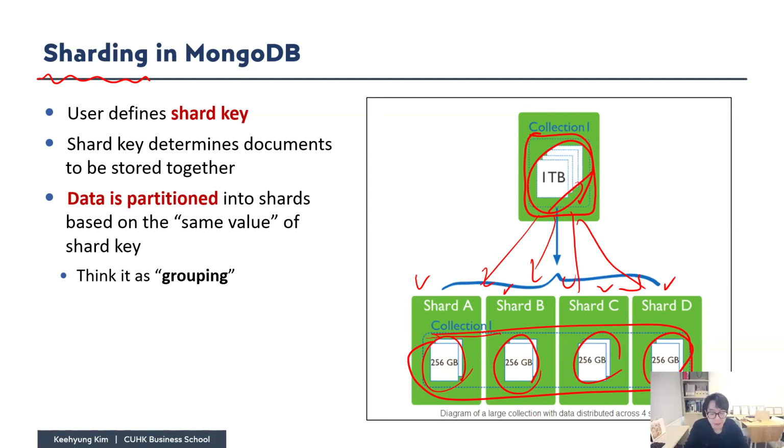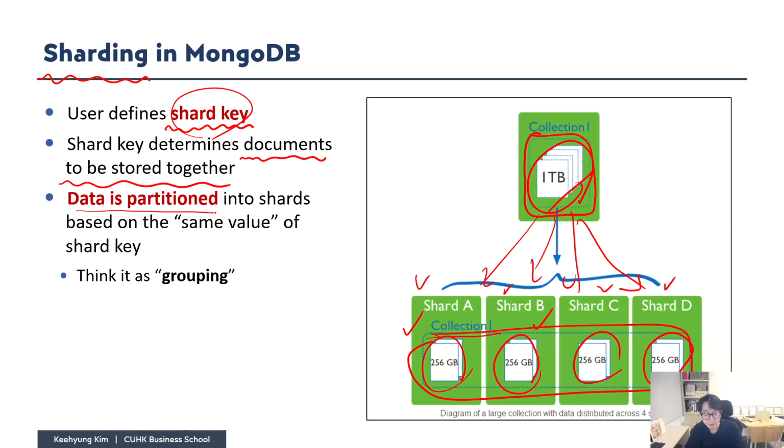And when you utilize sharding in MongoDB, you have to define a shard key. The shard key will eventually determine where the documents are stored together. Which documents are stored here and which documents are stored there will be determined based on the shard key you choose. A shard key is basically one field from the document. You can use a certain field in a document as a shard key.